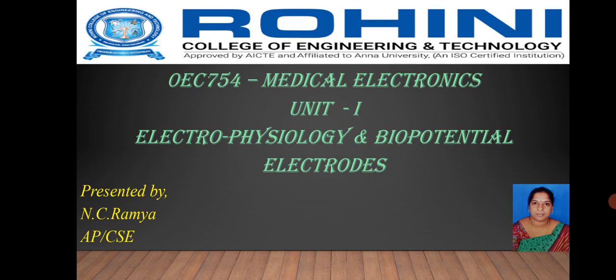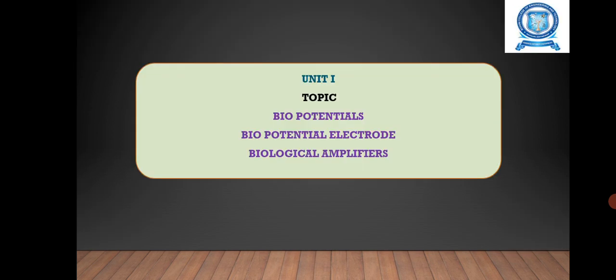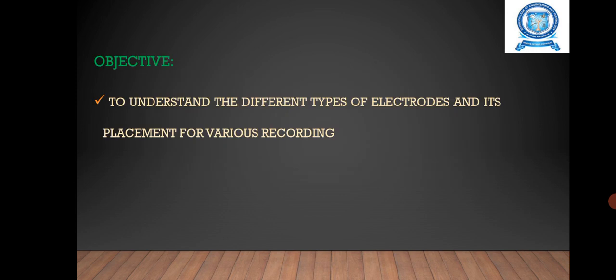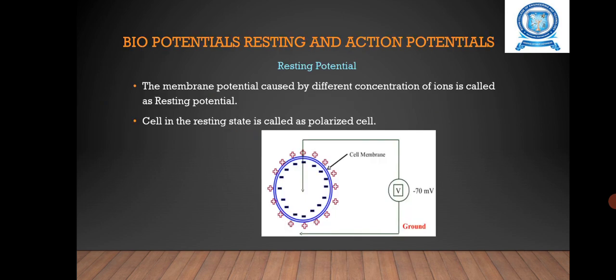Subject code OEC 754 Medical Electronics Unit 1. Topic: Biopotentials, Biopotential Electrode, Biological Amplifiers. Objective: to understand the different types of electrodes and their placement for various recordings. First, we are going to see the biopotentials, resting and action potentials.